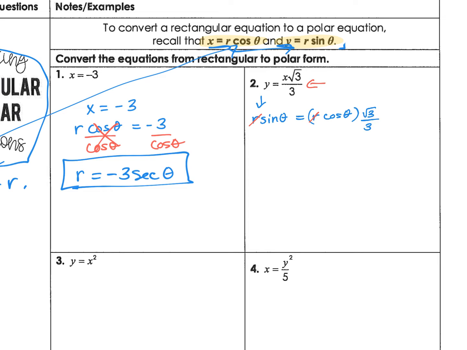So how now do I get theta on one side by itself? Divide both sides by cosine. So now what do I get? Tan theta equals, how about that? But that's not good enough because that's not just in terms of theta, is it? I got to get theta by itself. So how do I undo the tangent part? So theta is equal to the inverse tangent of √3/3.